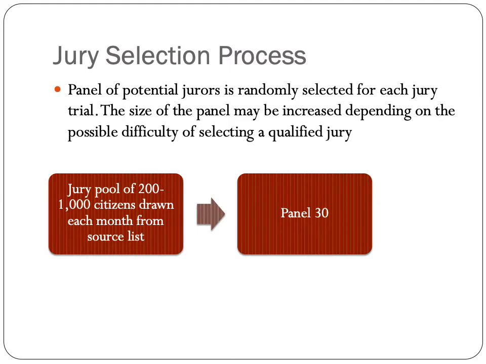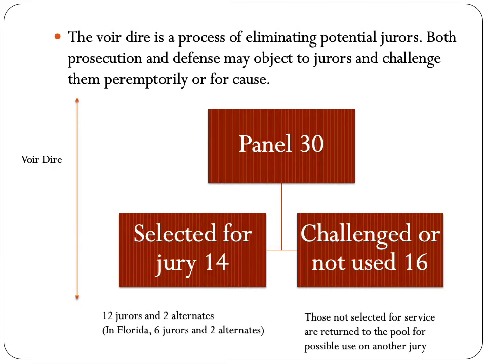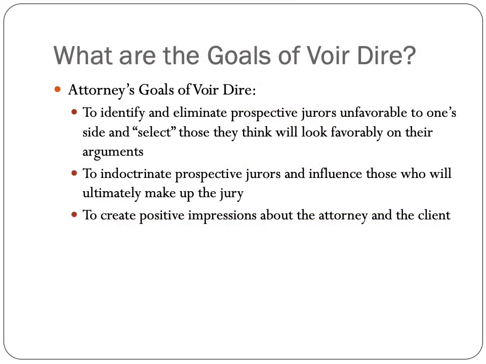The size of the panel may be increased depending on the possible difficulty of selecting a qualified jury. So, for example, in Bill Cosby's trial, they had a much bigger panel than 30. But for your normal run-of-the-mill trial, you might have 30 jurors. So then voir dire happens. Voir dire is the process of eliminating these potential jurors from the panel. Both prosecution and defense can object to jurors and challenge them peremptorily or for cause. So typically, if it's a 12-person jury, you might select 14. Florida actually only has 6 jurors, except for capital cases, and so typically we'll select 8 in Florida. Those who are not selected for service are typically returned to the pool for possible use on another jury, or sometimes sent home.